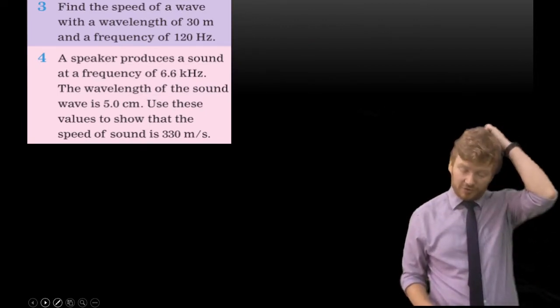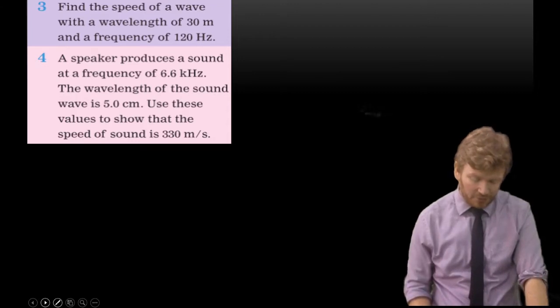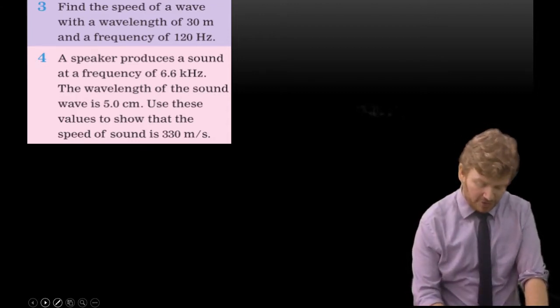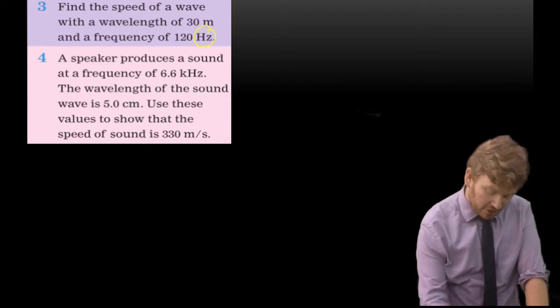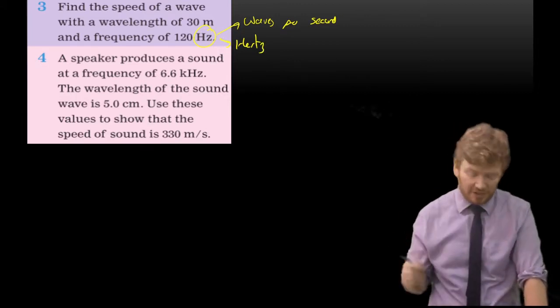So the first question, let's do an example one together. Find the speed of a wave with a wavelength of 30 meters and a frequency of 120 hertz. Probably should have said hertz, that means waves per second. So this Hz is a hertz, and it means waves per second.